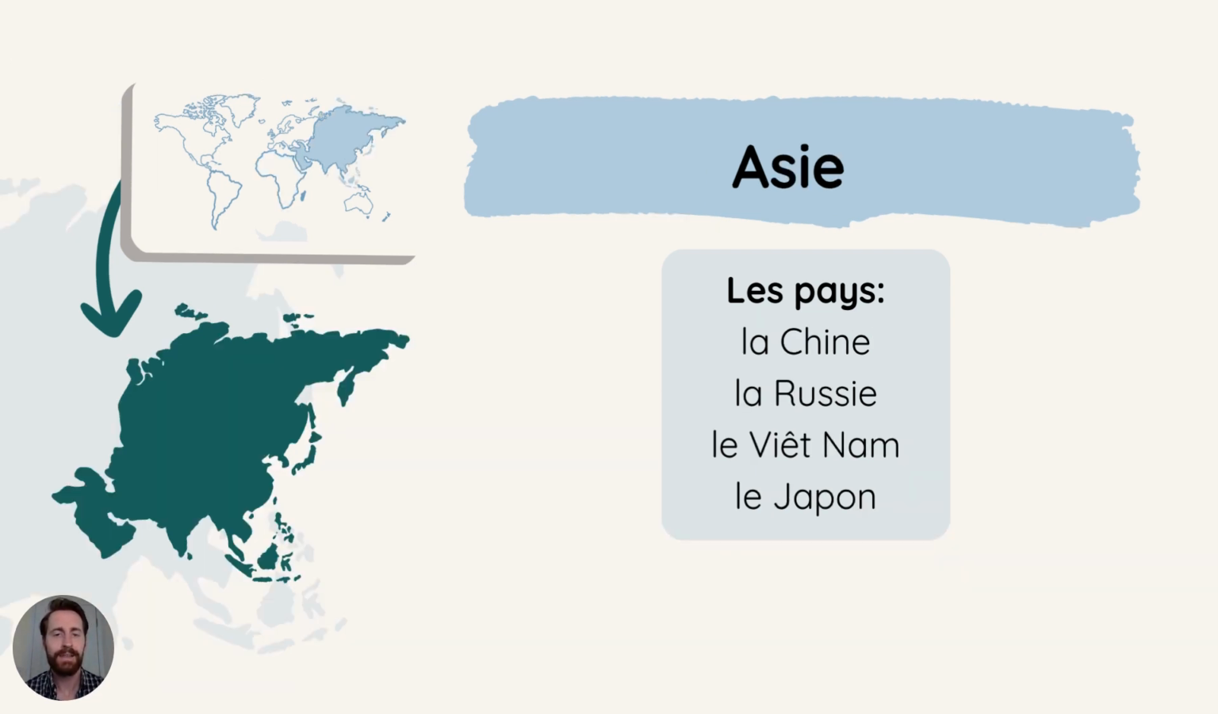En Asie, on a la Chine, China, la Russie, le Vietnam et le Japon. La Russie est en Europe de l'Est. So here we have the fourth cardinal direction. We have Est, which means east. So be careful. We have l'Ouest et l'Est. They sound kind of similar, but they're actually opposites.